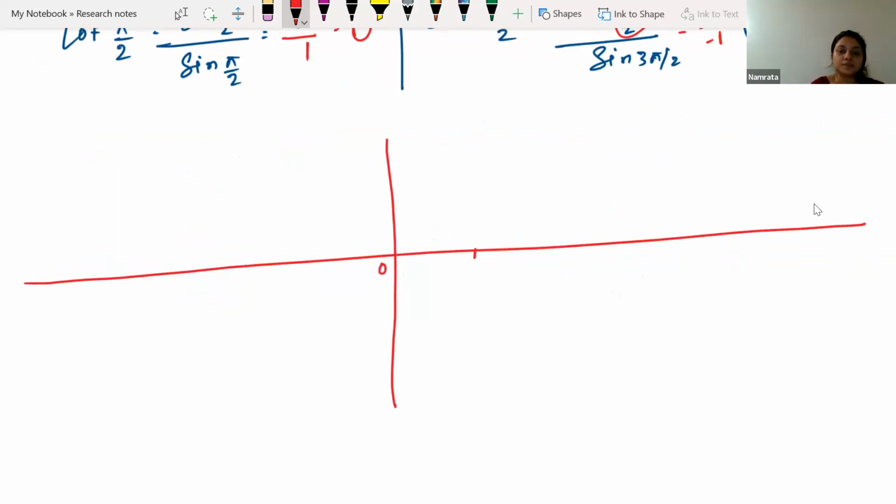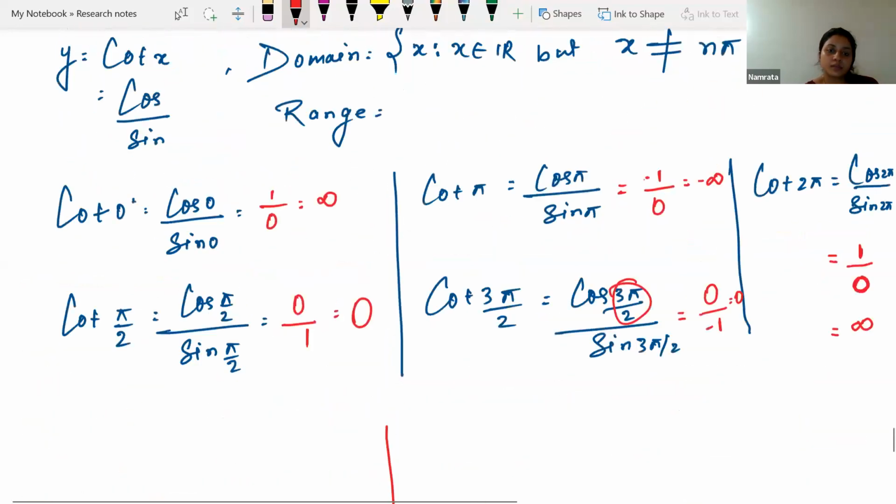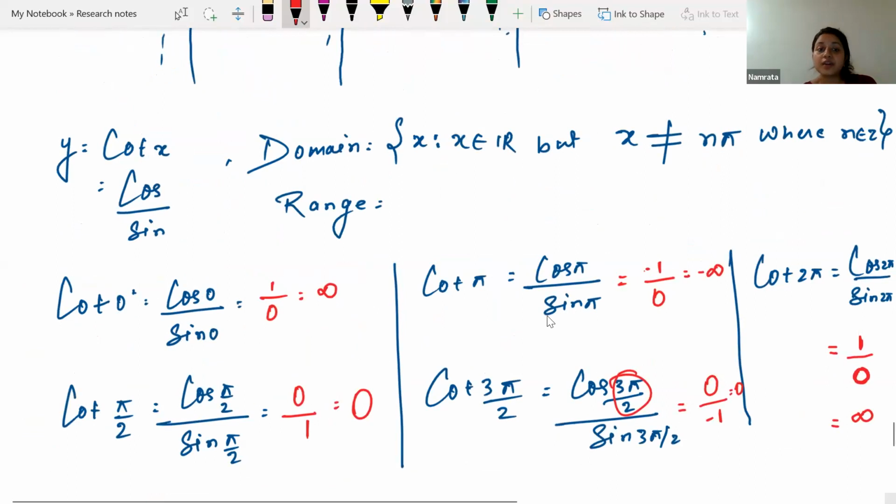0, pi by 2, pi, 3 pi by 2, and here 2 pi. Here minus pi by 2, minus pi, minus 3 pi by 2, and minus 2 pi. Cosine is not defined. Range we have not written.